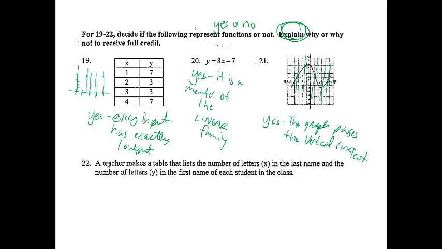Okay, the last one, 22. A teacher makes a table that lists the number of letters X in the last name and the number of letters Y in the first name of each student in the class. So in order to test this, I'm going to make myself a table, and let's make sure we're paying attention to what this stands for. X is the number of letters in the last name, so I'm going to do mine first. So in the word Wiersma, last name, I have 7, and then the number of letters in my first name for Y, my first name is Joan, so I have 4 letters in my first name.